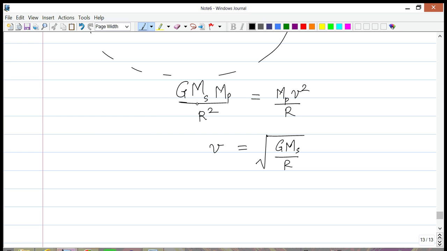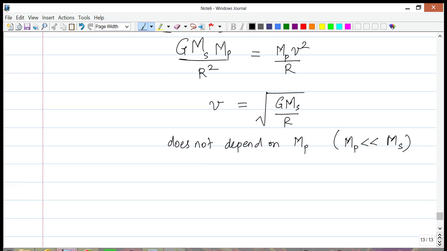And this speed, as you notice, is independent of the mass of the planet. It does not depend on m_p. Now in all this we are assuming that m_p is much smaller compared with m_s. If that's not the case, then we have to worry about some other factor, which is the center of mass of the system and all kinds of stuff. But we'll not go there. We'll keep it simple. We'll say that the mass of the planet is much smaller compared to the mass of the star. For instance, for the Earth-Sun system, the mass of the Sun is about 2 times 10 to the 30 kg, and the mass of the Earth is 10 to the 24.